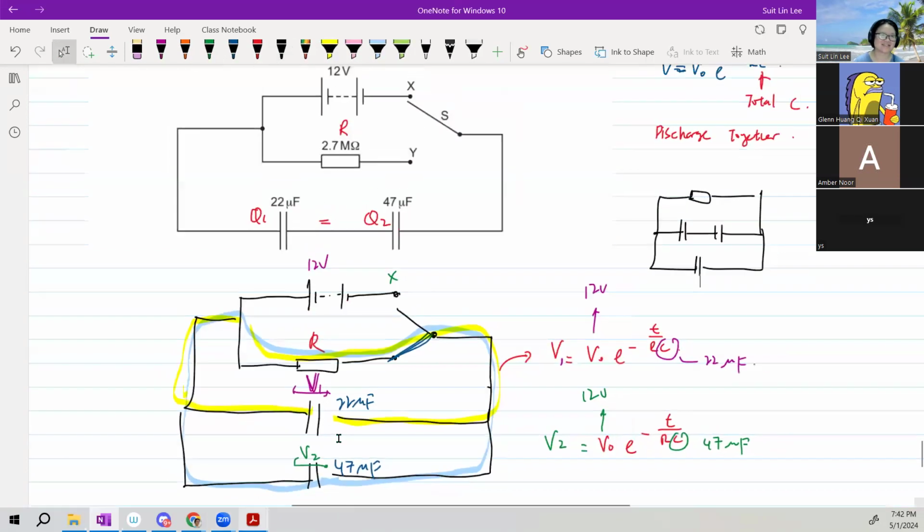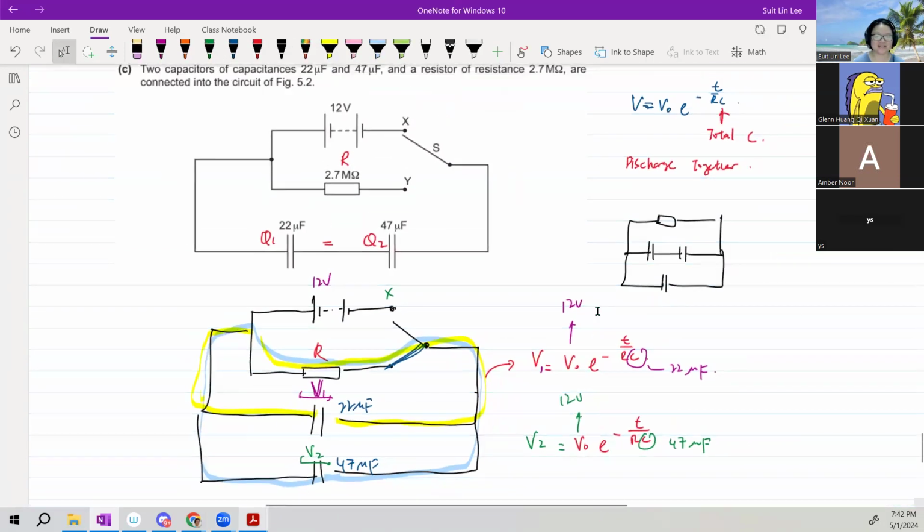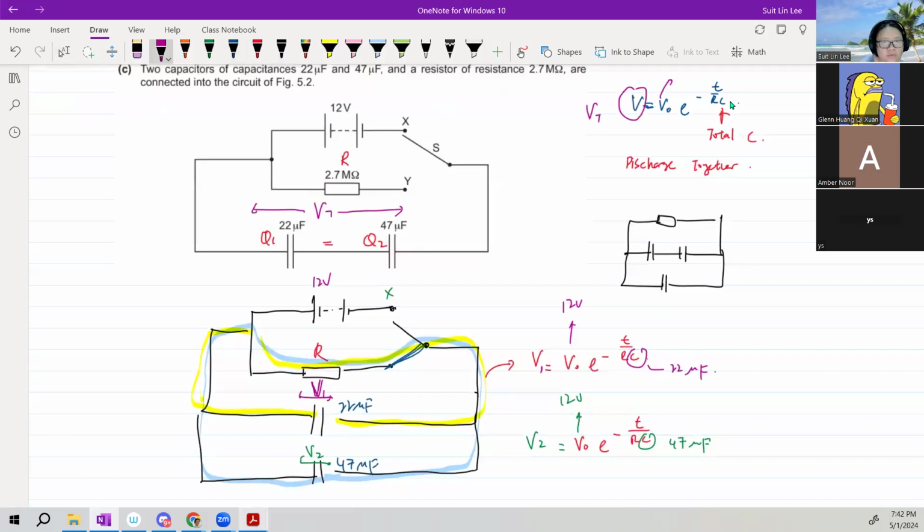If they are in series, they discharge together. So you use the total capacitance, but this V has to be the total V here, VT. Then this one will be 12 volt.